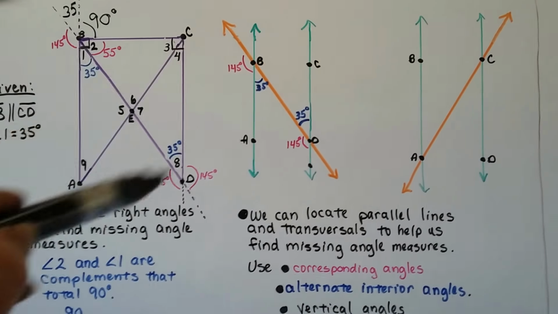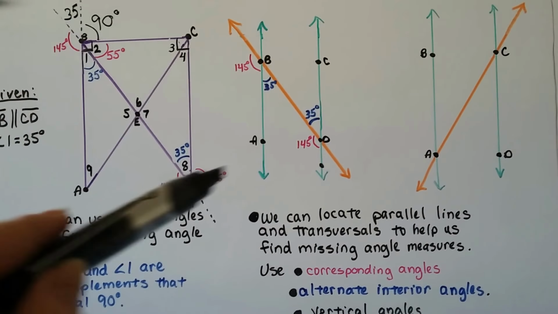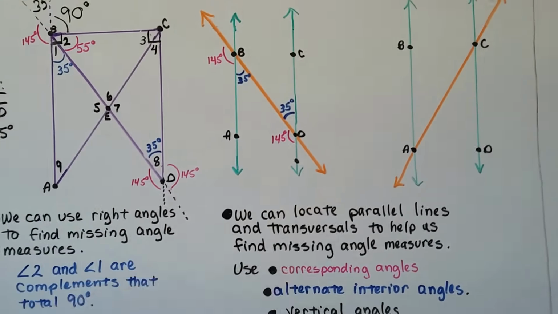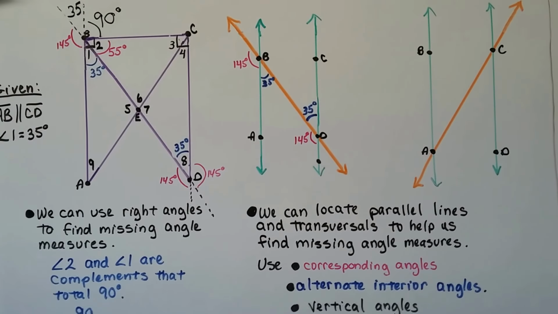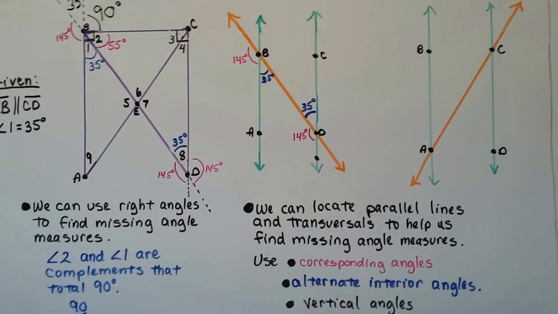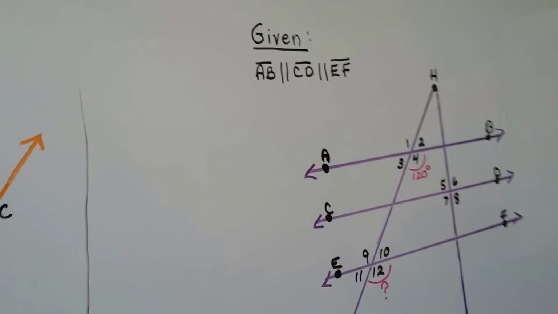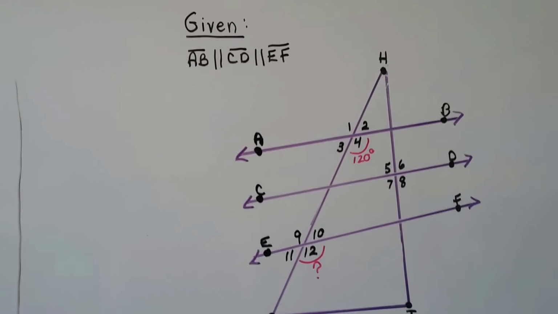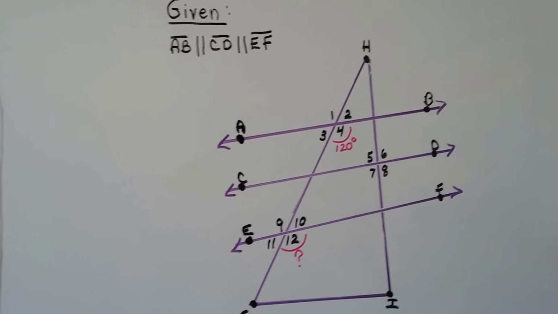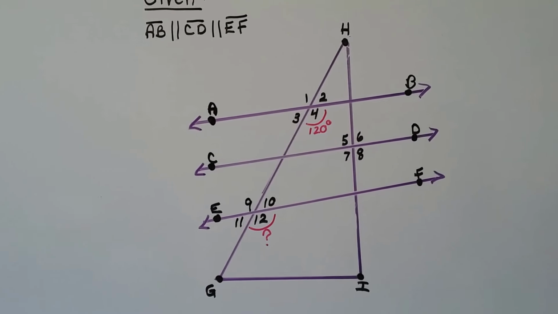So your lines are all going to be black on the test, but imagine in your head, if you can, but it's got to tell you that it's parallel. You can't just assume it, because what if it's off by 1 degree and it's not really parallel, right? So this says we have a given that line AB is parallel to CD is parallel to EF. Okay, so take a look at this drawing.